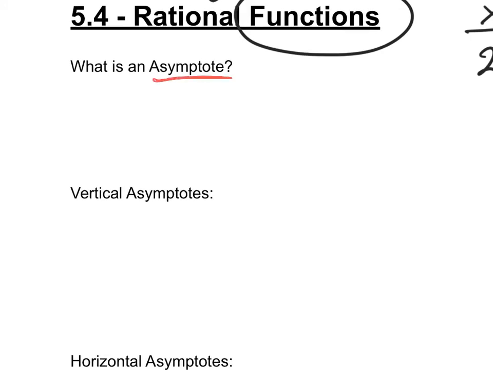Asymptote. What is an asymptote? Well, let's imagine we had a graph here. An asymptote is a line, and it can be a horizontal line and it can be a vertical line, but it's basically something that as a graph decreases, it gets closer and closer and closer to this, but it can never cross it. So that's called an asymptote.